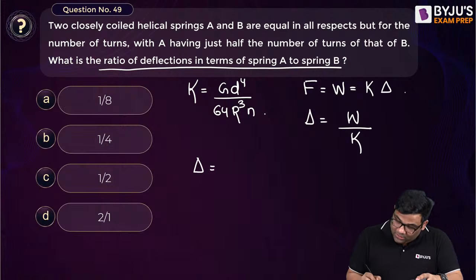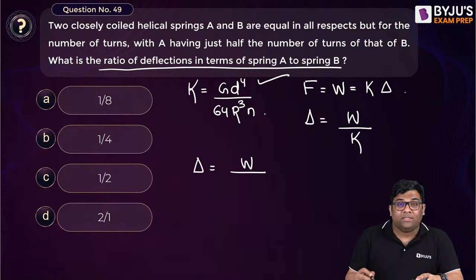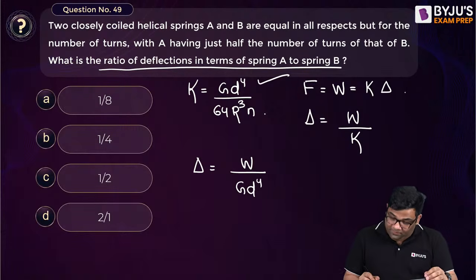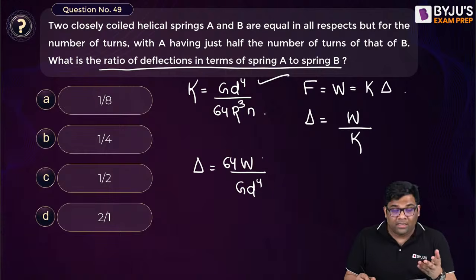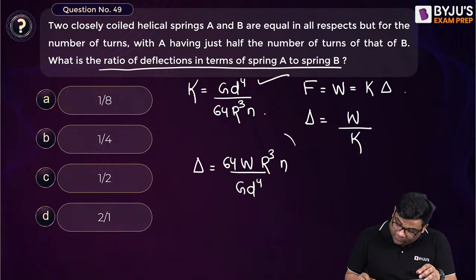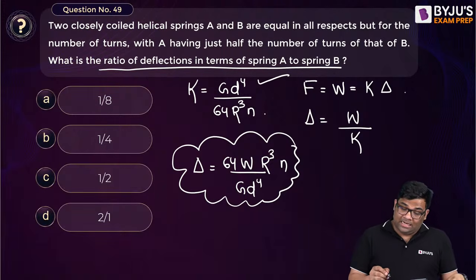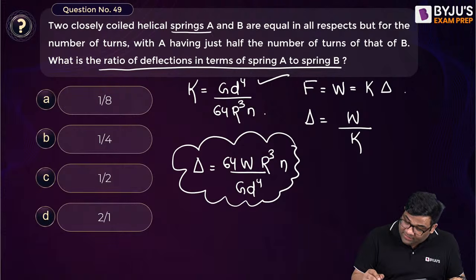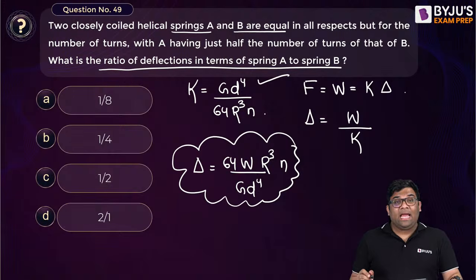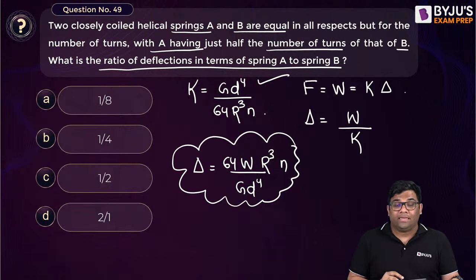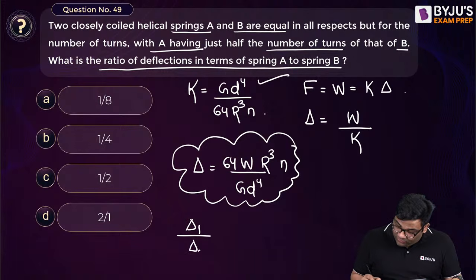Here the load is W, and K is this expression, G D to the power 4. The 64 will go up. So 64 W, R cube into N. This is the deformation equation. You should remember this. Now they have written that two coils A and B are everything the same. The difference is that A has half the number of turns of B. If every other parameter is the same, delta 1 by delta 2 will be N1 by N2.